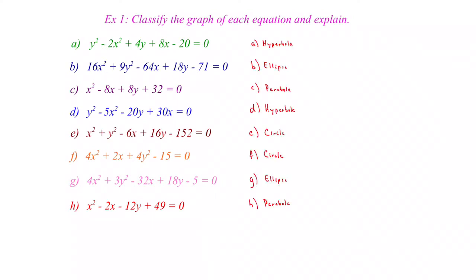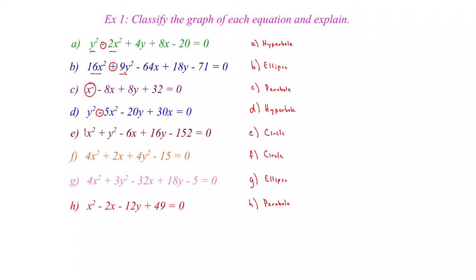So here are the answers to the 8. The first one is a hyperbola because you are subtracting the two squared terms. B is an ellipse because you are adding the two squared terms and their coefficients are different. C is a parabola, you have one squared term. D is a hyperbola, you are subtracting the two squared terms.